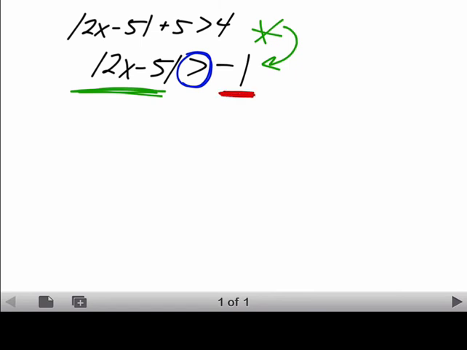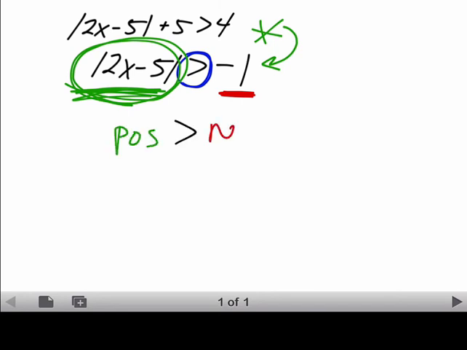Now remember, an absolute value is never negative. It's always positive or 0. And anything that's positive or 0 is necessarily larger than a negative. You can almost think of this as saying this is positive is greater than negative. And since this is always true, our solution is all real numbers.